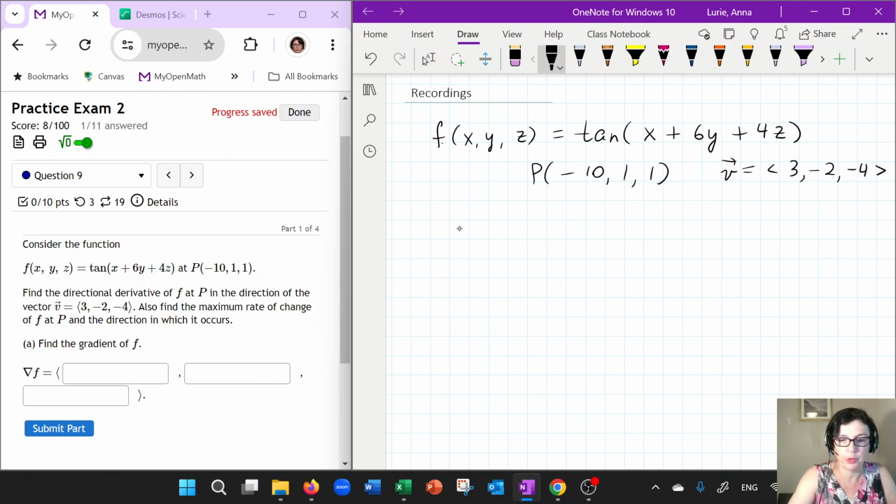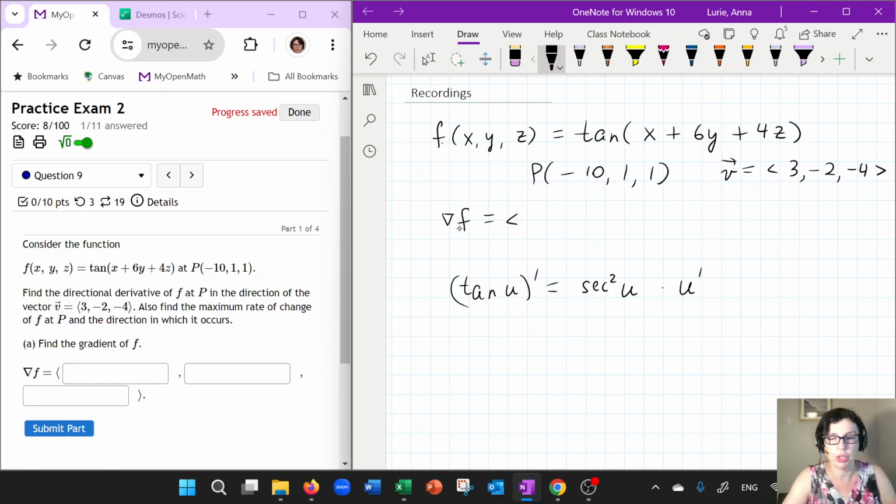In order to do that, first we're going to find the gradient. So this is where we're taking the derivative of tangent of something. Derivative of tangent of something, we need to know that that is secant squared, and then we multiply that by the something prime. Okay, so this is just called chain rule, regular chain rule. So it's going to be secant squared of the same exact argument. Nothing changes here. And then we multiply by the derivative of the argument with respect to x.